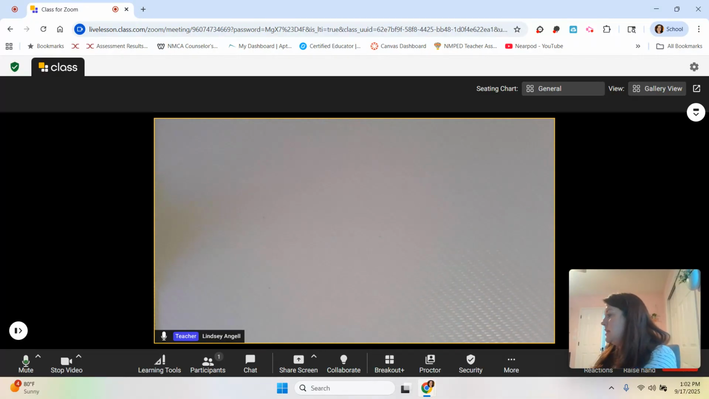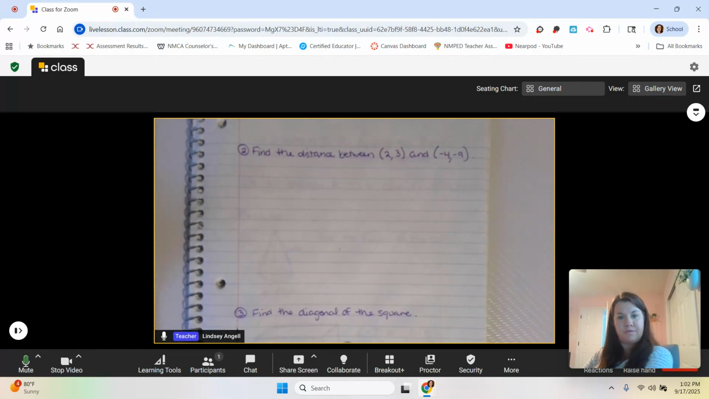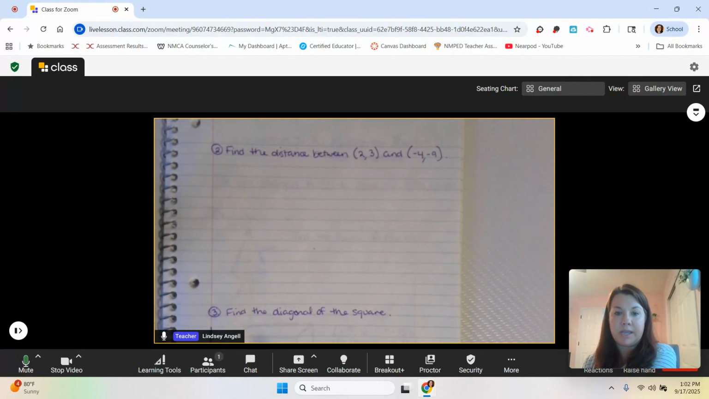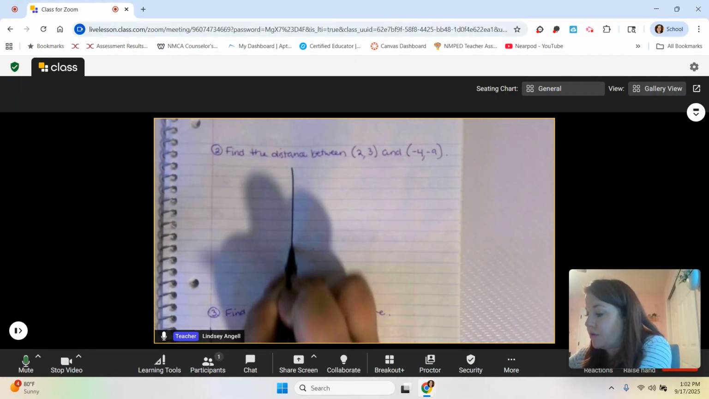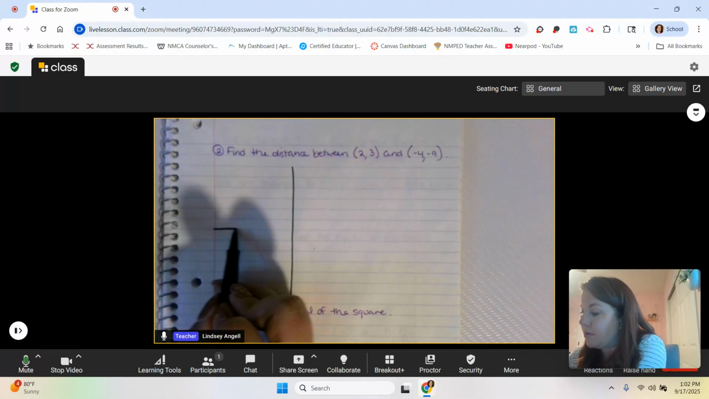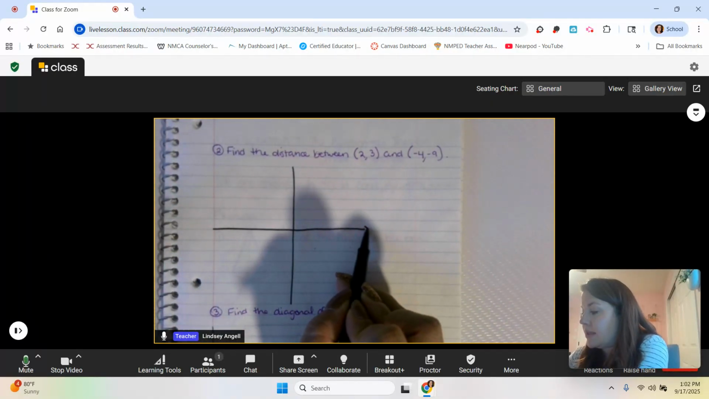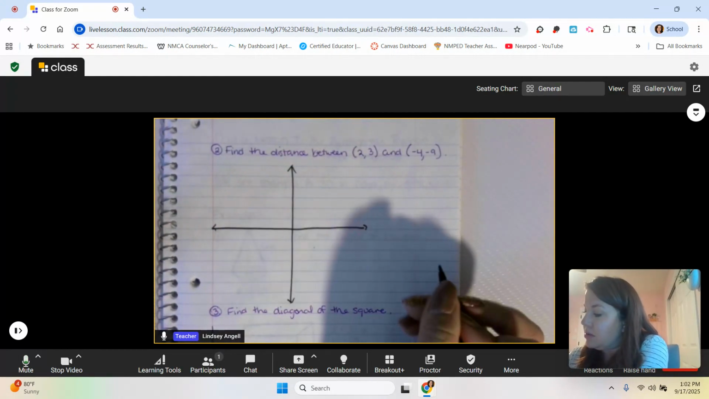Okay, let's see here. This next one, number 2, find the distance between (2, 3) and (-4, -9). The best thing to do, for me at least, when I see things like this, is to set up a grid. Let's go ahead and set it up, if we're looking for the distance between them.